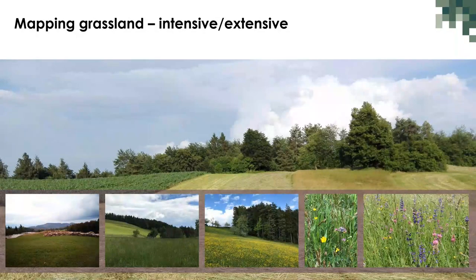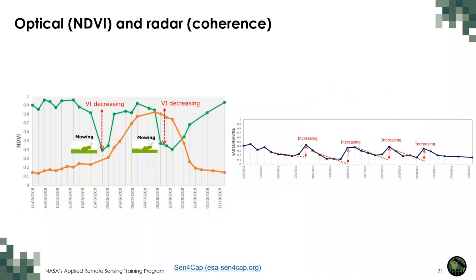Another application can also be mapping grasslands, intensive and extensive. This can be done by tracking when a certain parcel has been mowed. This can be visible in both radar and optical information. For example, in NDVI information, we can see the value dropping once there was a mowing event, and then quickly rising after as vegetation recovers. And we can see this pattern multiple times a year. Similarly, in case of coherence, we can see the values increasing as the change has happened in the parcel.